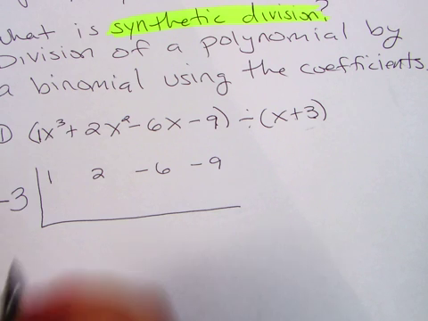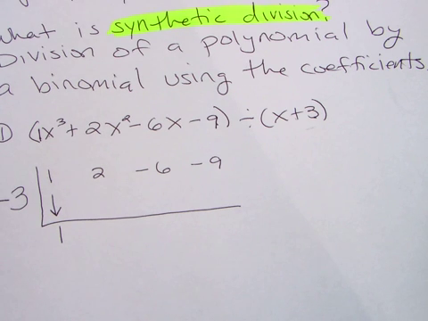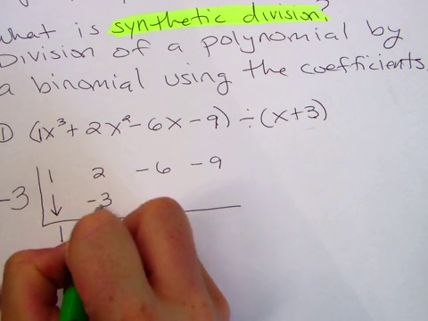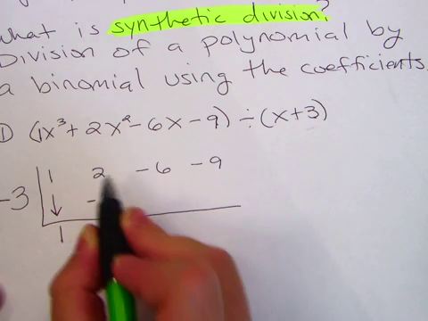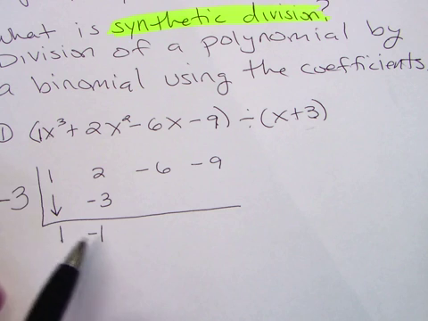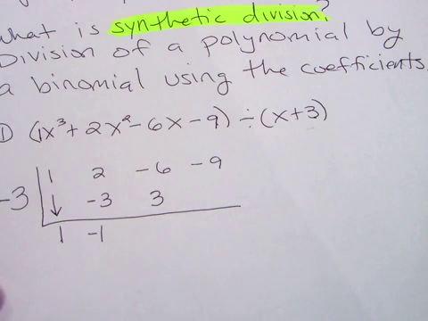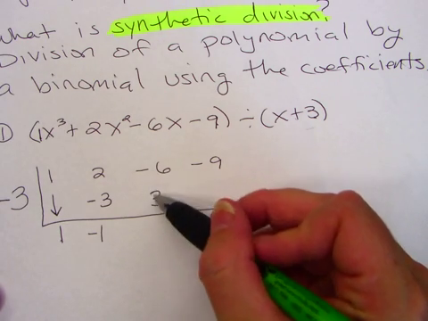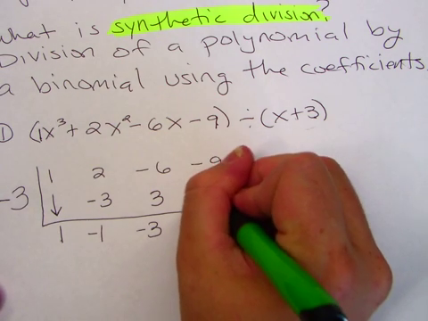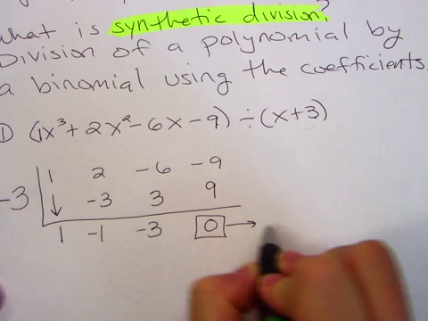First, bring down that 1. Draw an arrow, bring the 1 down. Now we multiply: -3 times 1 is -3. That's like our subtraction. Combine: 2 minus 3 is -1. -3 times -1 is +3. Combine: -6 and 3 is -3. -3 times -3 is 9. Combine together, 0. The 0 is our remainder.